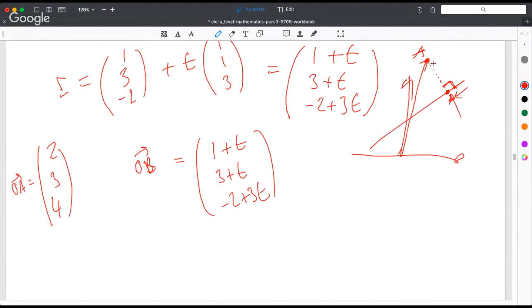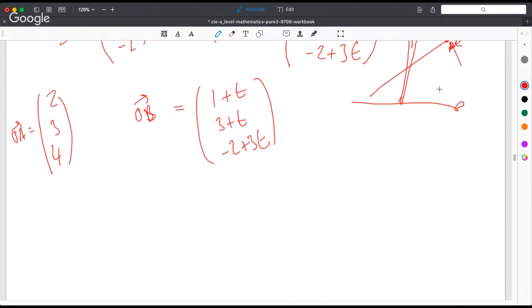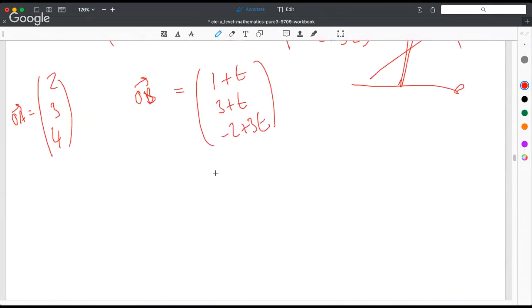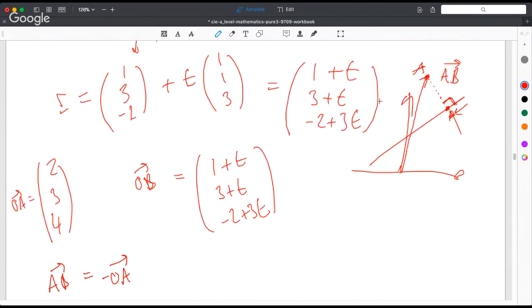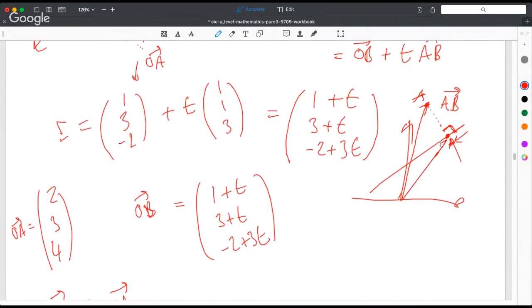Okay, so what we could do now is find the vector between these. What's A to B? Well, that's the same as A to B or B to A. Doesn't matter which one we do. Let's do A to B. It's the same as OB minus OA, because we need to go back towards the origin, and then we need to go out towards B.